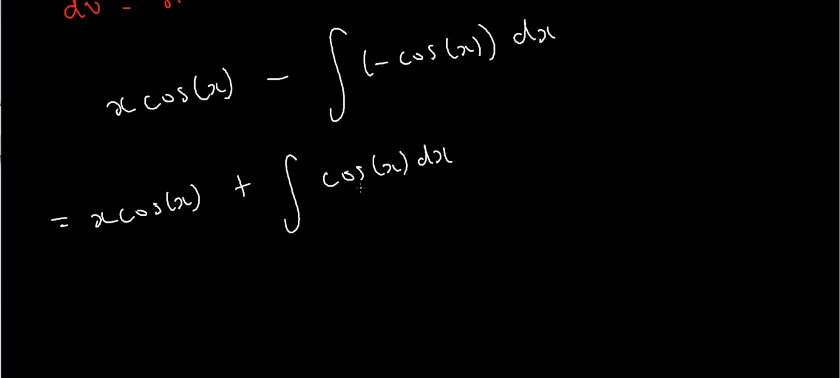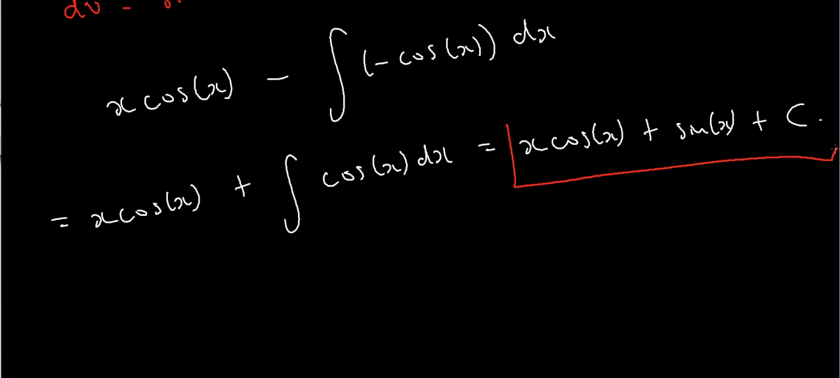So what's the integral of the cosine of x? Well, that's just sine x. So this whole thing becomes minus x cos x plus sine x. And because this is an indefinite integral, I've got to tack on a plus c. So there's my answer: minus x times the cosine of x plus sine x plus c. And that's all there is to it. So let's look at a different example.